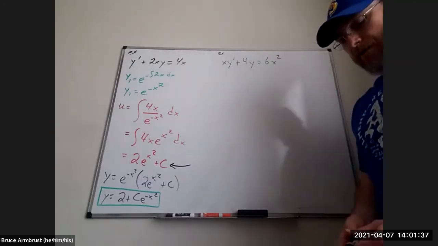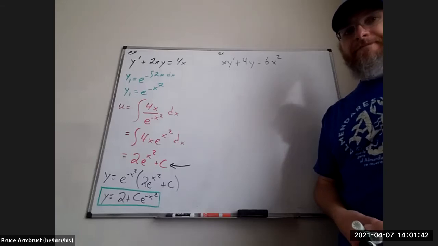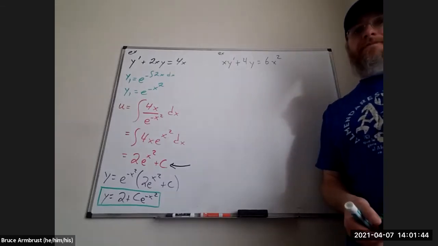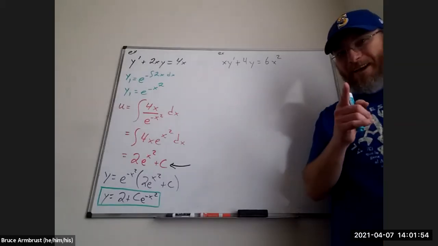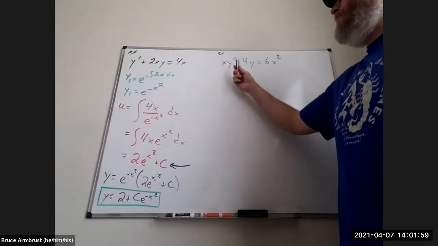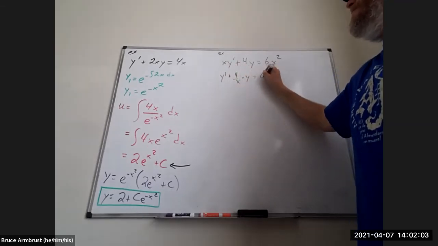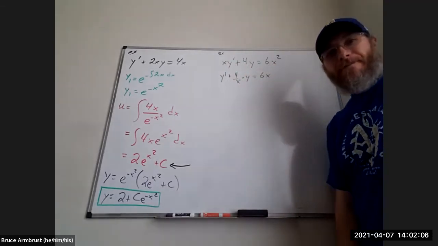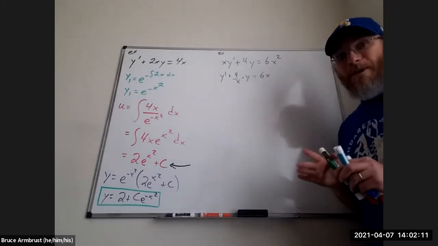All right, so here we go. Step number one. What do we do first? Divide the whole thing by x. Okay, good. Divide the whole thing by x. Bradley's like, oh, you're not going to fool me twice. Right? Okay, so we're going to divide everything by x. So we get y prime plus 4 over x times y equals 6x. Okay, good. Step number one is always going to be put it into the right form.